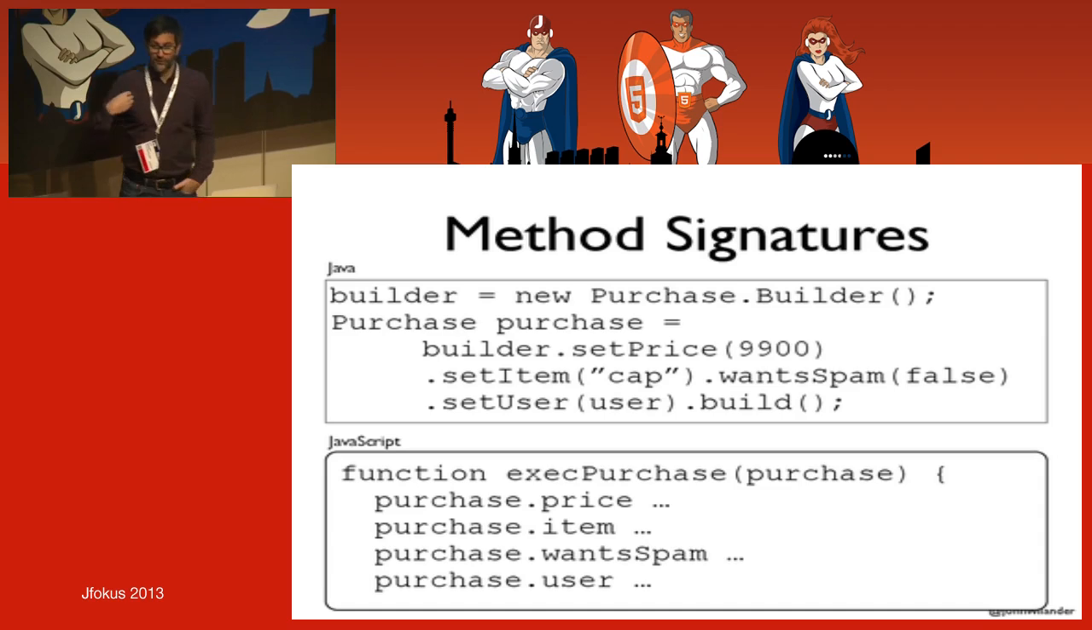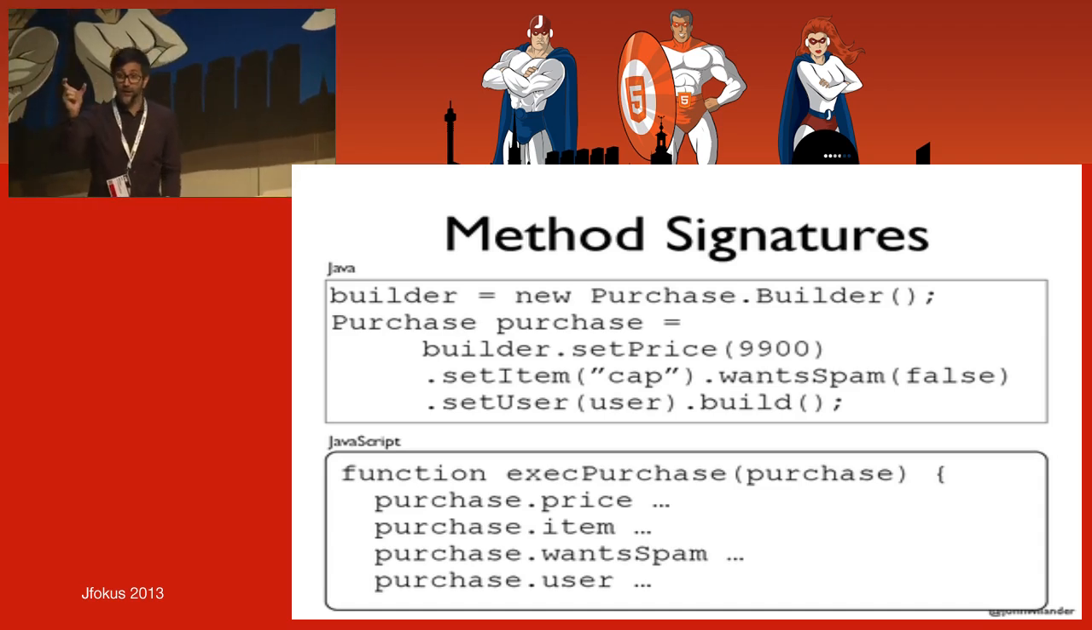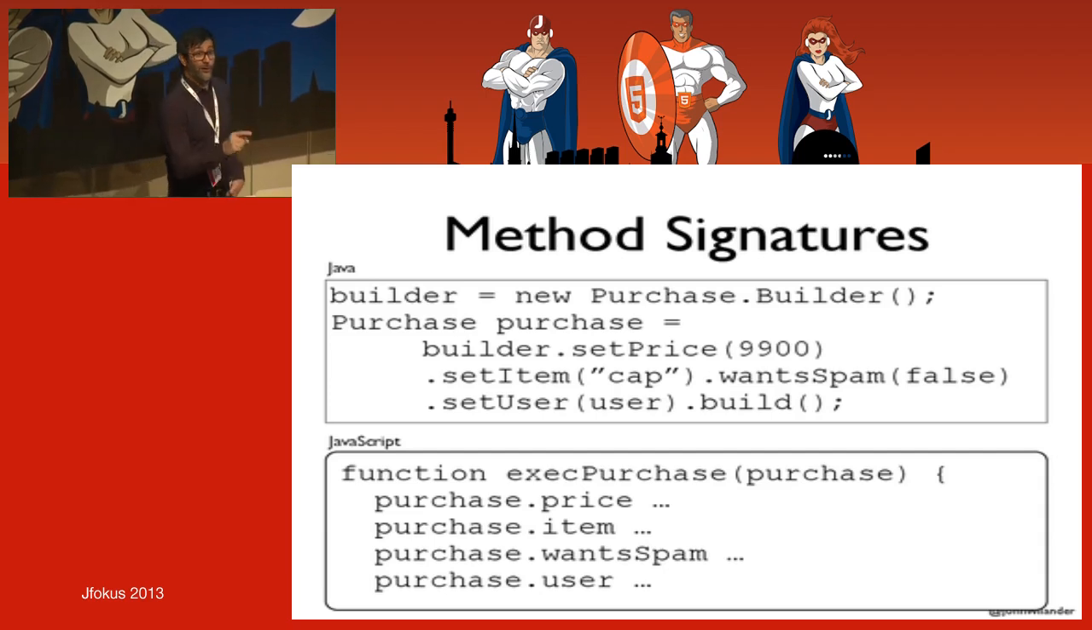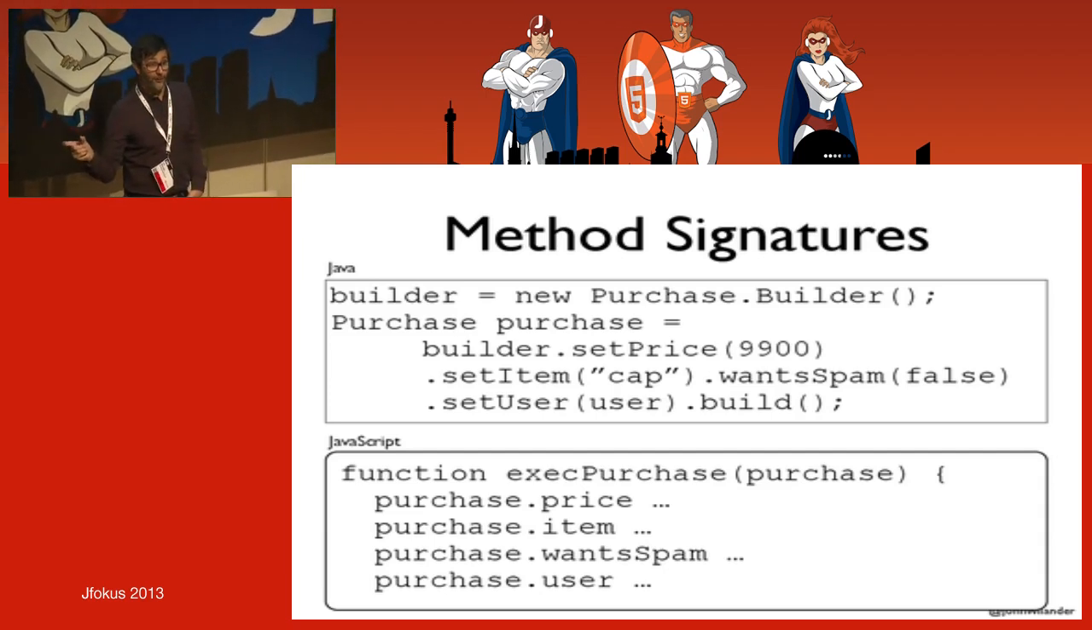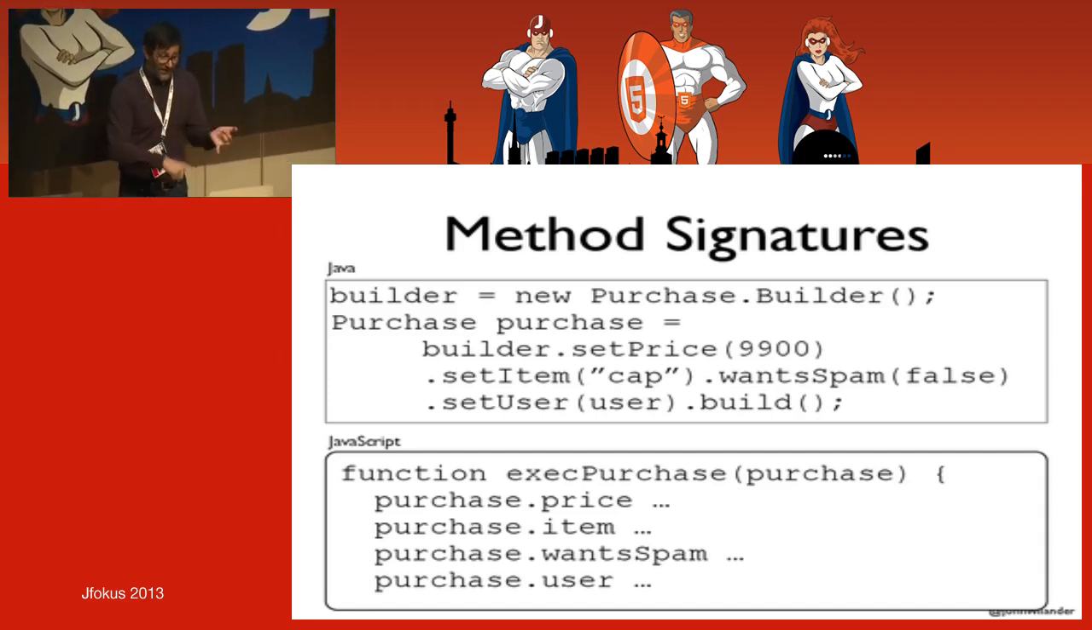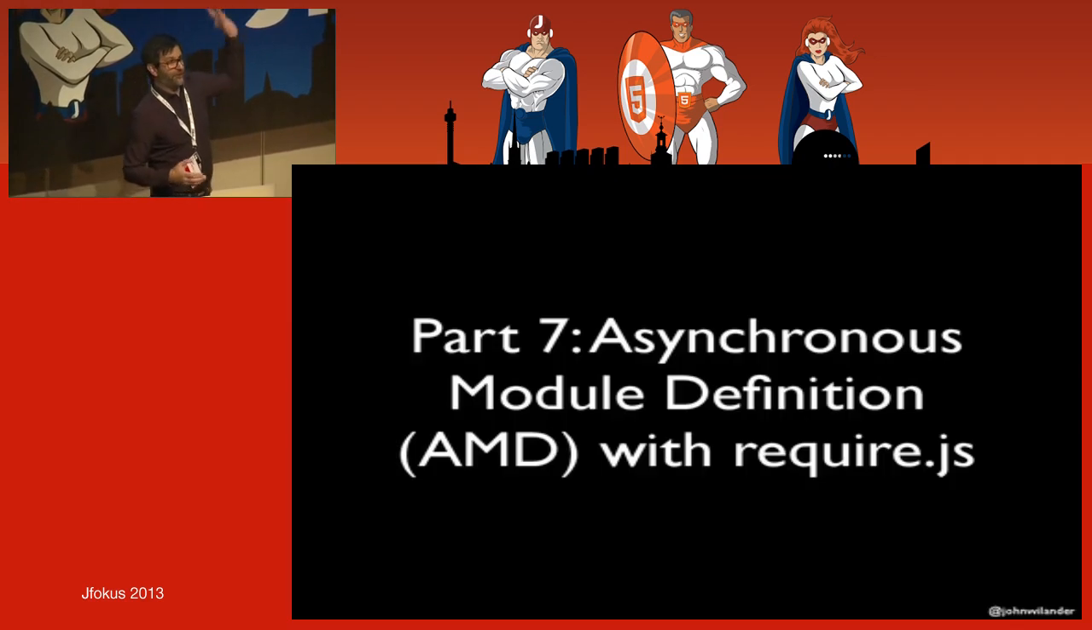But in JavaScript, you could actually just send in one object that has all of these things named inside them, which makes it super clear for the caller of the function, because now we don't need to have them in a specific order anymore. To call this function, you just need to open an object and make sure that somewhere in there you have a price, you have an item, you have wantSpam, and you have user. And you pass that into the function. So even for the builder pattern, it's very nice to see that you can work in a similar way in JavaScript.